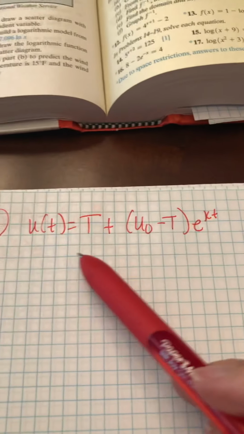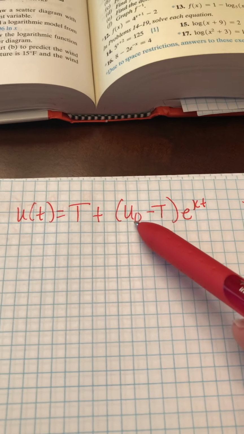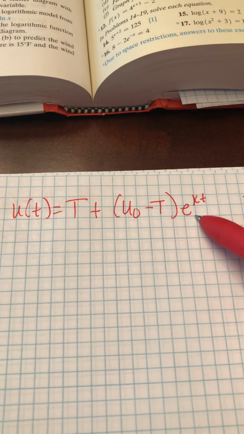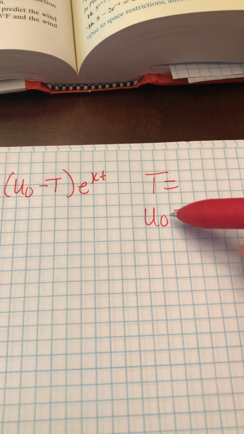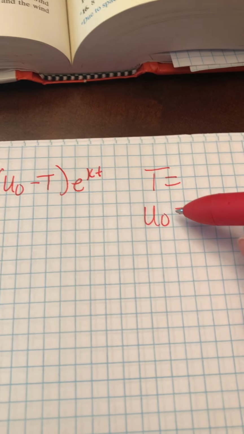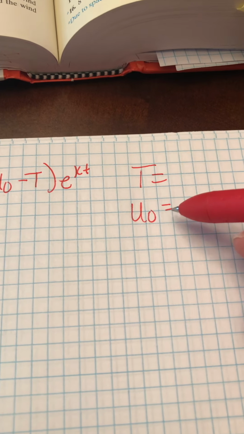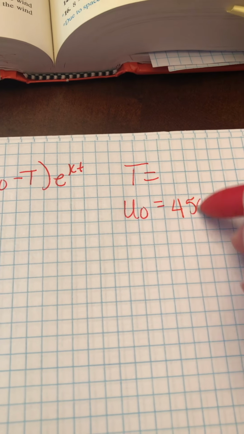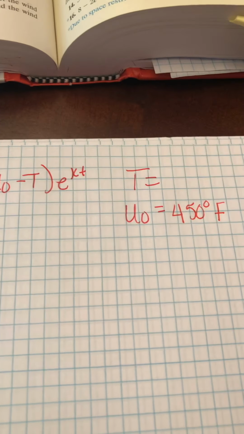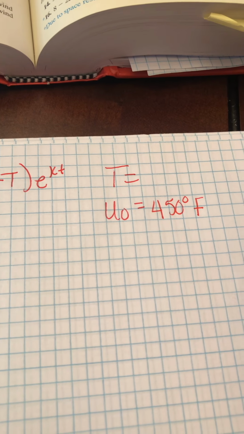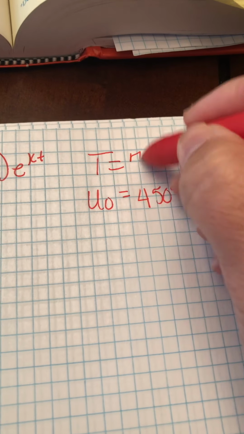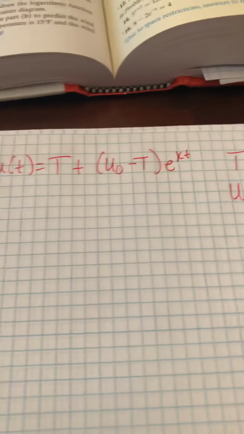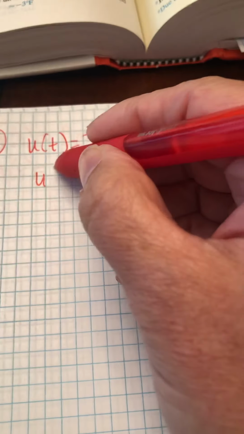So we need to use Newton's law of cooling. So we have U of T equals big T plus the original minus T times e to the KT. All right, let's go ahead and write down what we need to know, what our T is and what our U of O is. Now, in the problem, it tells us that we're heating the skillet up to 450 degrees. So that's what our heated amount is going to be. Now, T is going to be the room temperature, and it says it's placed in a room whose temperature is 70 degrees Fahrenheit.